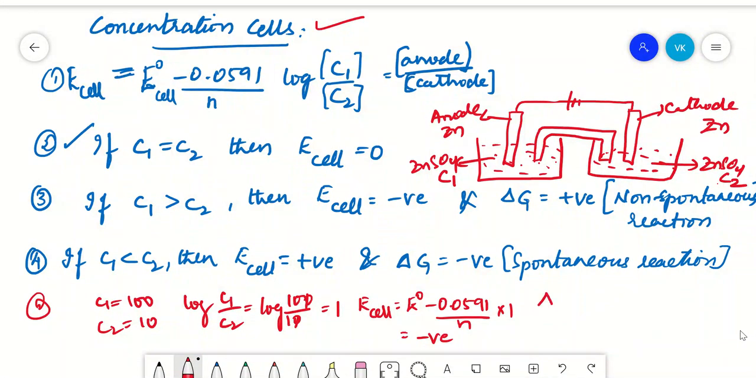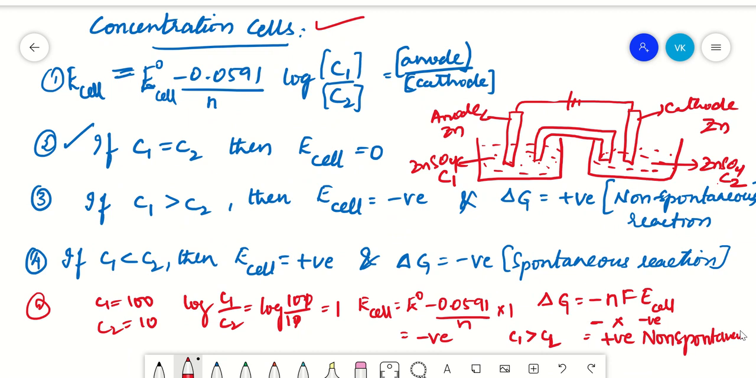What happens to your Gibbs free energy now? Delta G is equal to minus nF E cell. If E cell is negative, then negative into negative, you will get this value as positive. So we say that if C1 concentration is greater than C2 concentration, then the reactions are non-spontaneous reactions.